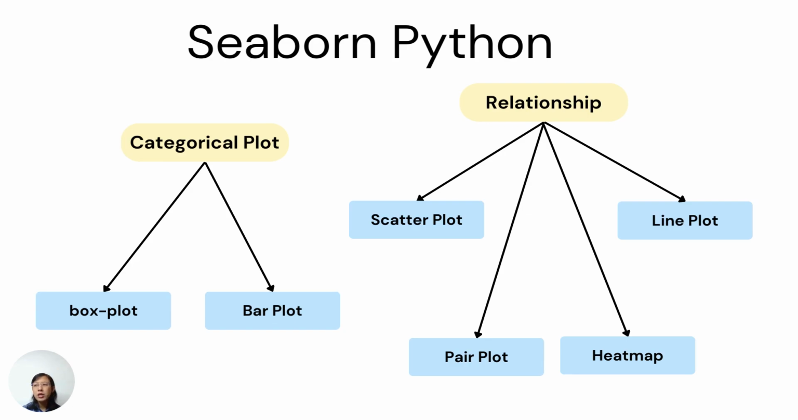Seaborn has many different plots to make data visualization easy. In this video, we will cover the most common plots that we use under the Seaborn library. We will start with pair plot and heat map, and then we'll move on to the scatter plot and line plot to study the relationship between variables. And for quantitative comparison for the categorical values, we will learn box plot and bar plot. Let's start with pair plot.